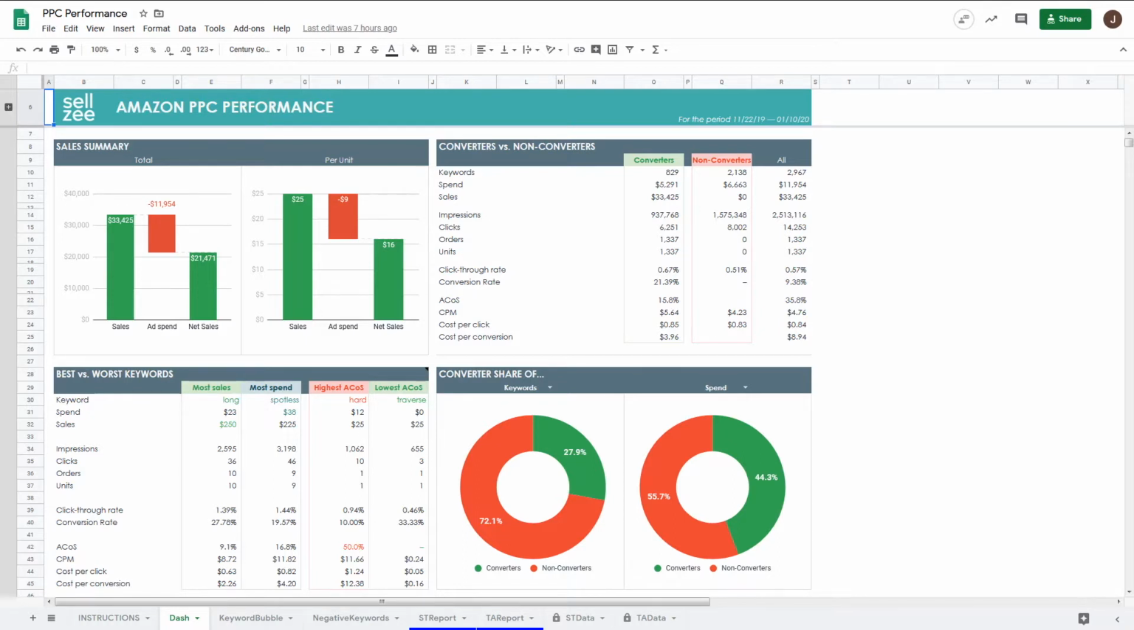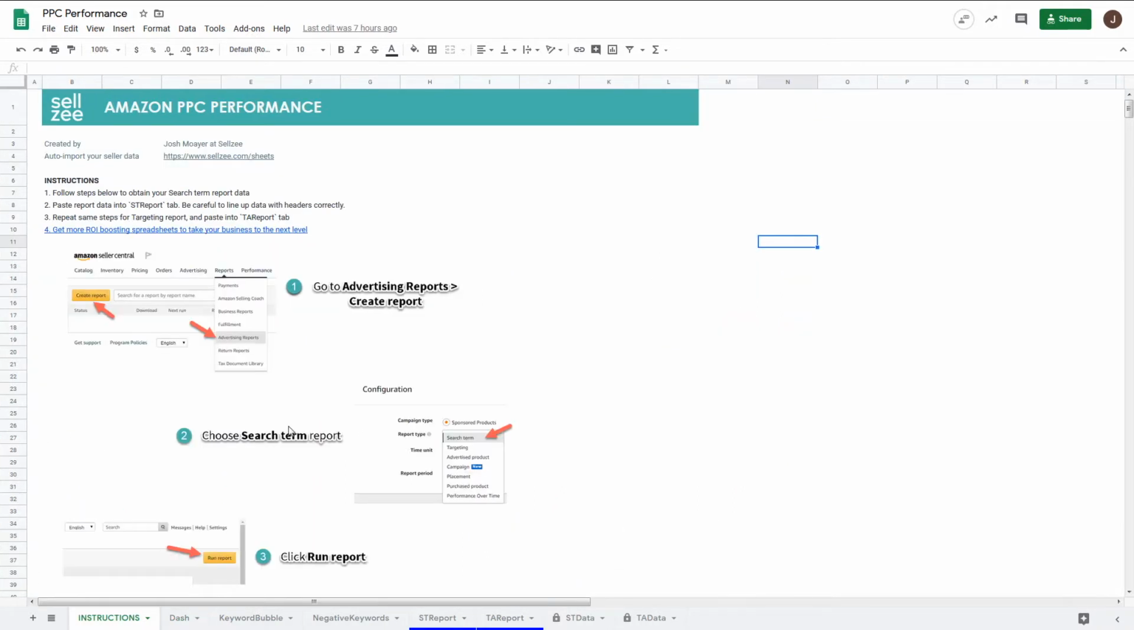So first off, you can grab a copy of this. There's a link in the description box below. Just click on that and you can make a copy of this spreadsheet. And then to populate your data in this spreadsheet, just follow the instructions on the instructions tab here. All you need to do really to get up and running is download either your search term or your targeting reports. You can do both of them if you want, and then just paste them into these blue tabs over here. You only need to get one of them to get started, but you could paste both of them if you wanted to. That's optional.